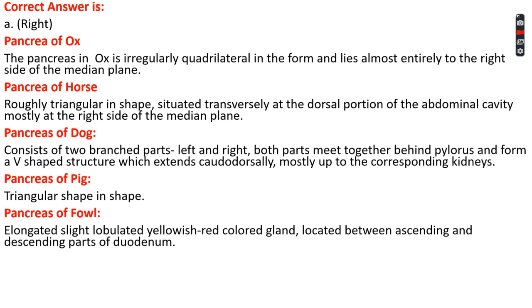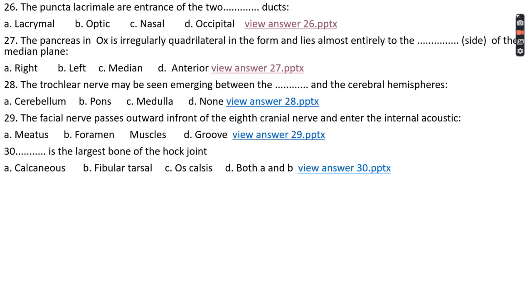In case of a pig, the pancreas is triangular in shape. In case of fowl, the pancreas is an elongated, slightly lobulated, yellowish red colored gland which is located between the ascending and descending parts of the duodenum.